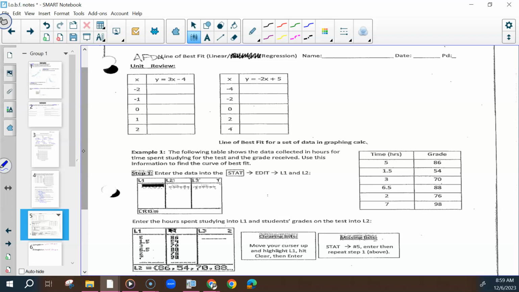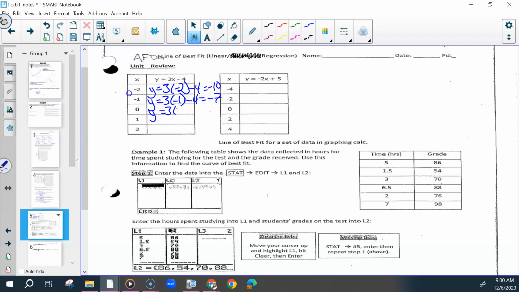If I wanted to find the value of y for each of these numbers, I could put -2 in for x and then find y. So y equals 3 times -2 minus 4. What would that give me? -10. And I can do that for all of these, so let's do that. Y equals 3 times -1 minus 4. -7.